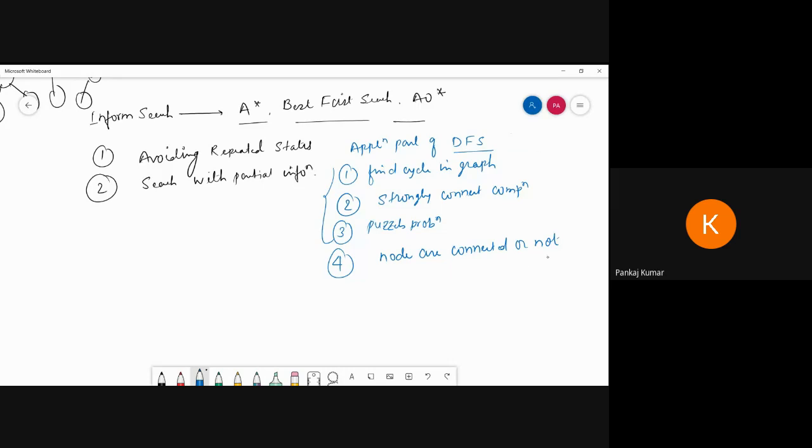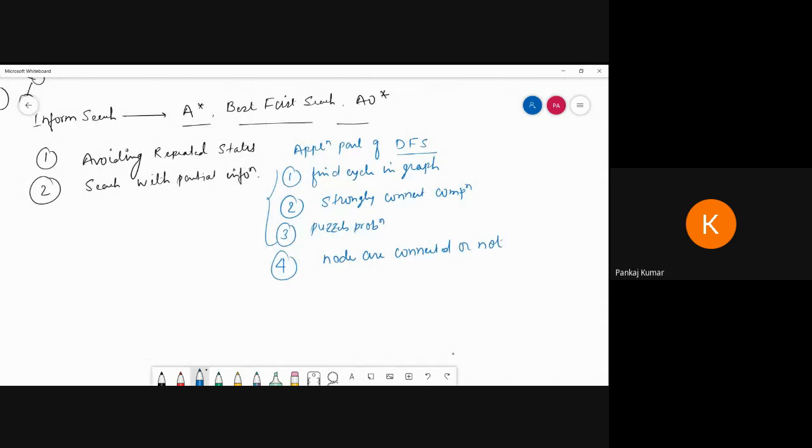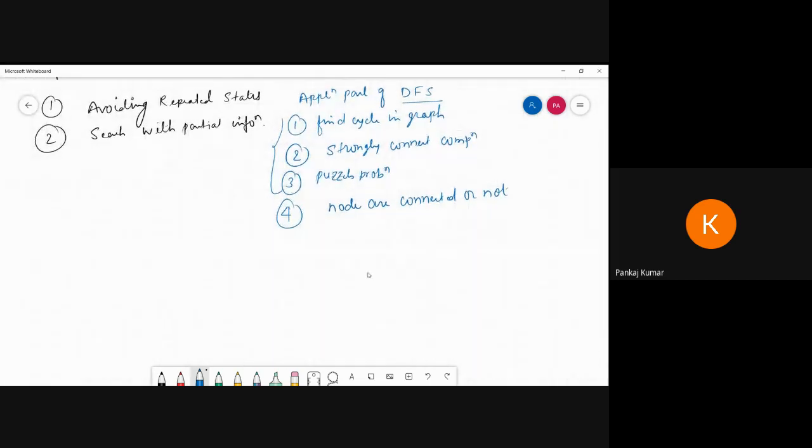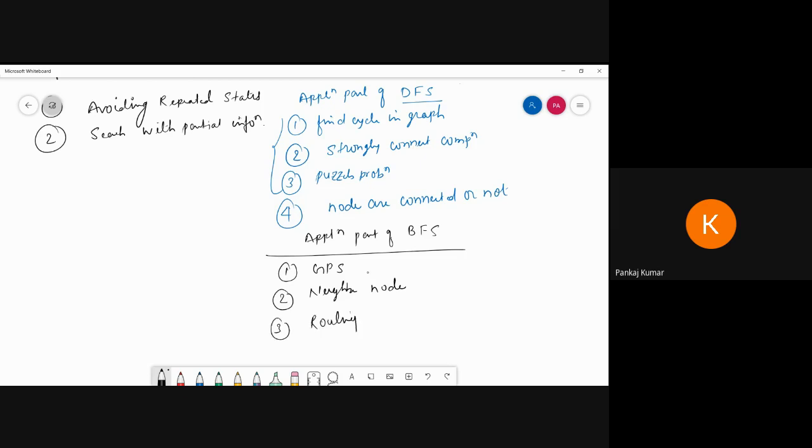The same process you can follow for BFS. I'm talking about the application part of BFS. First, we can apply it for GPS, geographical position systems. Second, finding neighbor nodes using BFS. Third, routing, that means the network. We are finding the nearest neighbors using BFS and GPS.